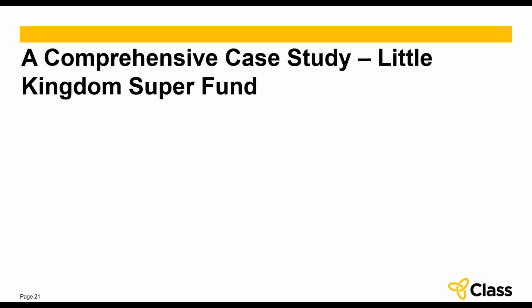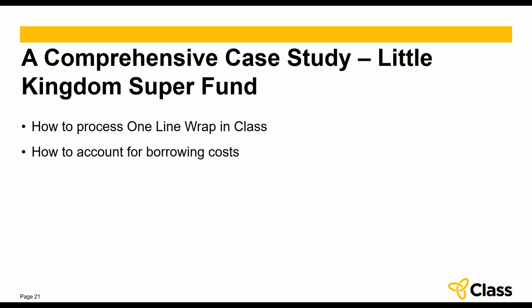Okay. Now we're going to spend most of the time going through the case study on Little Kingdom Super Fund. It's a very simple fund in a sense that there are two members, Ben and Holly Kingdom, both in accumulation phase. Now we're going to go through that case study using a one-line wrap. We'll go through how you account for borrowing costs and how to account for self-livestock in class.